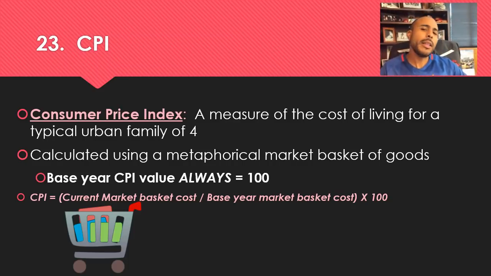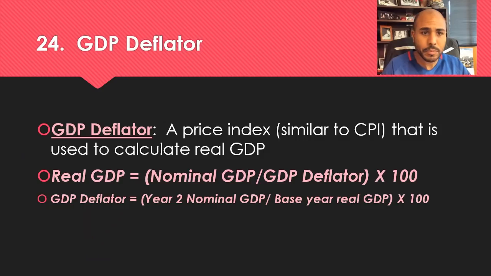So to calculate the Consumer Price Index, which is just a price index similar to the GDP Deflator, what we do is we say the CPI is equal to the current market basket cost divided by the market basket cost in our base year times 100. So to calculate the CPI, you need to know the cost of the market basket this year and the cost of the market basket in the base year.